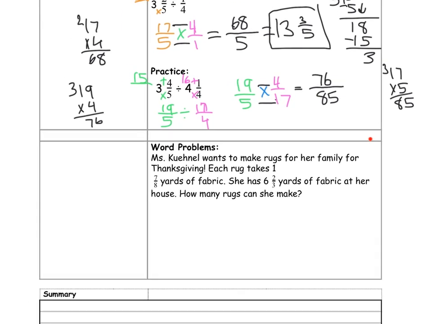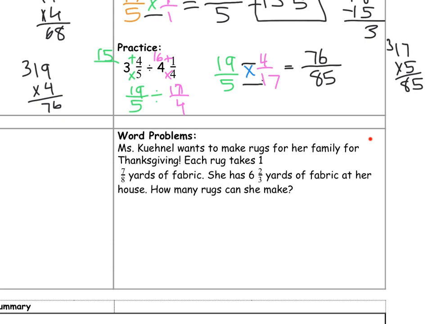So let's move on to a word problem. Miss Kennel wants to make rugs for her family for Thanksgiving. Each rug takes, this got cut off, 1 7/8 yards of fabric. She has 6 2/3 yards of fabric at her house. So, how many rugs can she make?